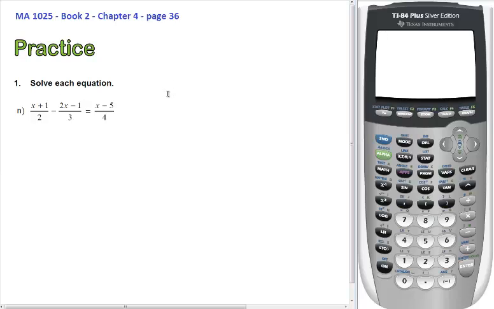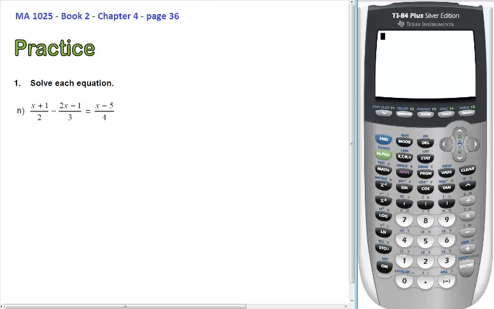Good day, students. Today we're going to look at the solution to exercise N, number 1, on page 36. This is in your book 2, chapter 4, part of your MA1025 booklets. This one is asking us to solve an equation that has fractions or rational expressions. You see we have different denominators in each of the terms. So how do we go about solving that?